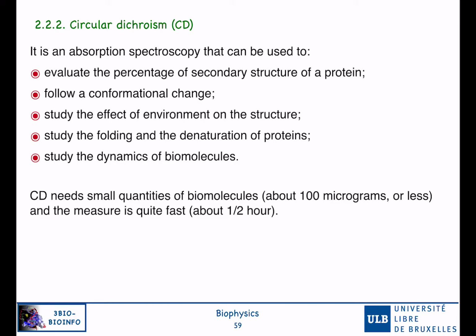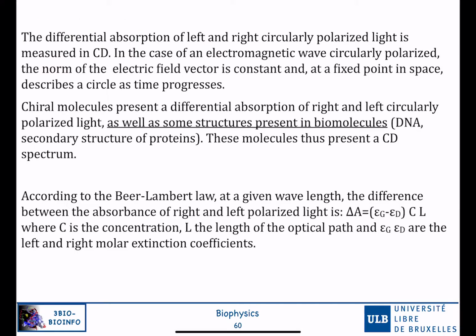See, here, circular dichroism needs only small quantities of biomolecules, and finally the measure is quite fast. So this method is useful if you would like to have global information about your structure in a quite short time. So what is the principle of circular dichroism? In fact, what we will first do is to polarize circularly the light.